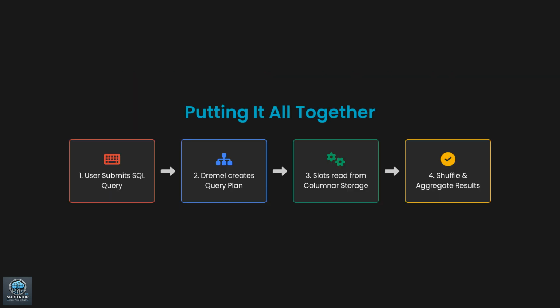So let's review the entire lifecycle. You submit a SQL query. Dremel parses it and creates an optimal execution plan. It dispatches tasks to thousands of slots, which read only the necessary columns from storage in parallel. The intermediate results are shuffled, aggregated, and finally delivered back to you.